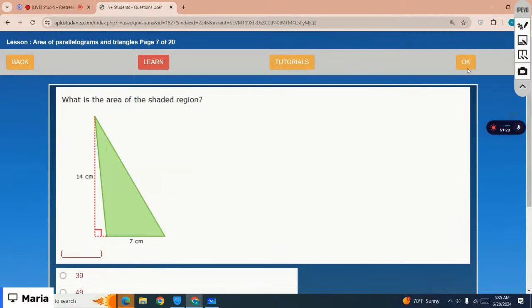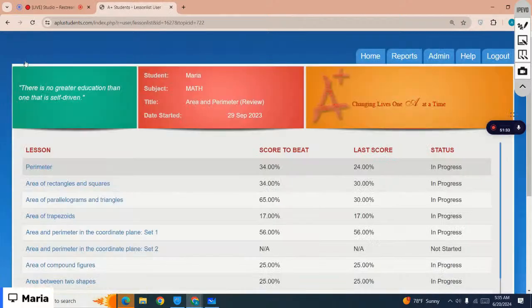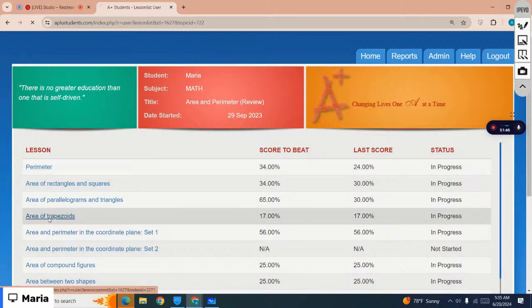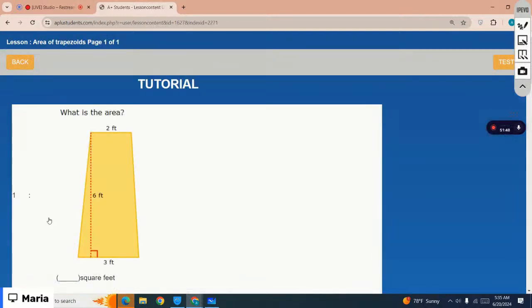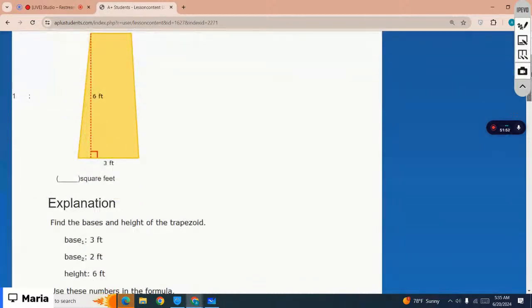Okay, you can complete the lesson by yourself later today. Let me just move on to the next lesson. And the next lesson is area of trapezoids. Let's just start with the next lesson. What is the area? You are given a trapezoid, you have to calculate the area.